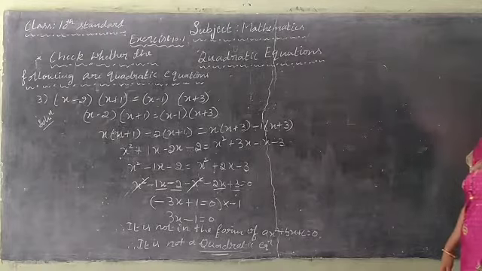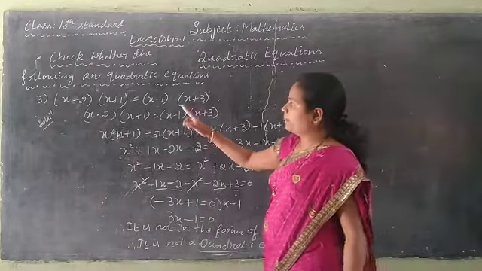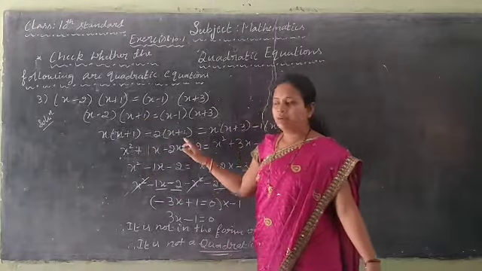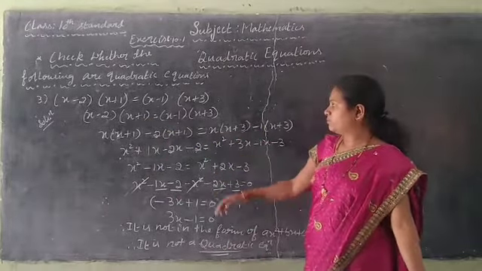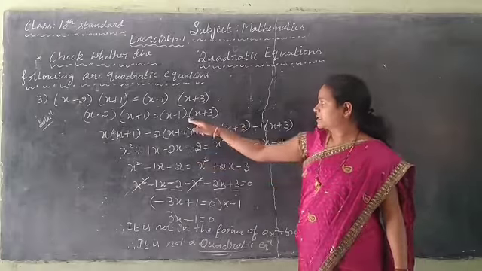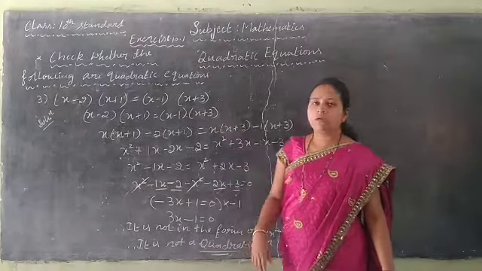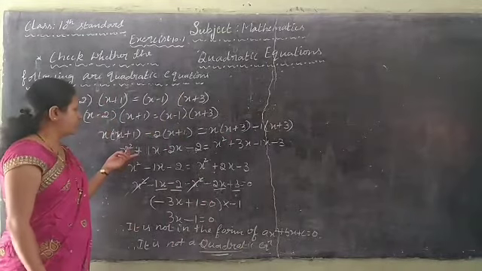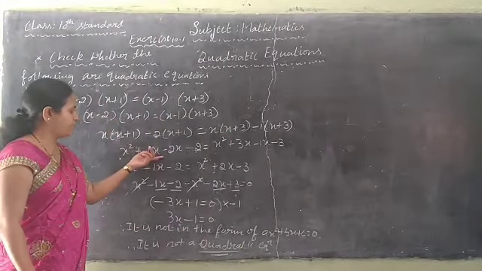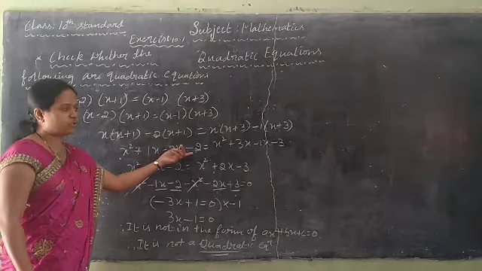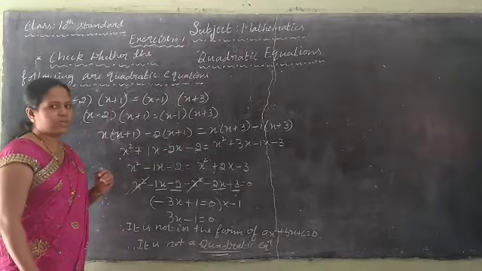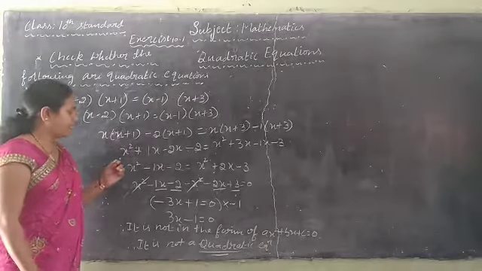First, we have to take x and multiply by x plus 1. In the same way, multiply minus 2 by x plus 1, and on the right hand side, x into x plus 3, and minus 1 into x plus 3. When we multiply, you are going to get, children, x square plus 1x minus 2x minus 2 equals x square plus 3x minus 1x and minus 3.